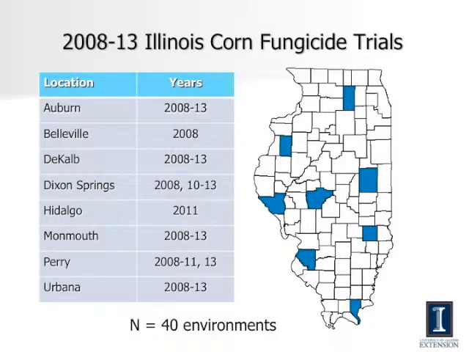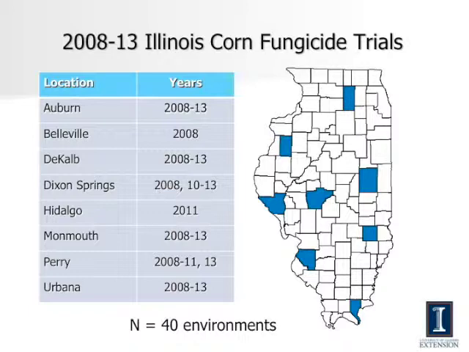Okay, so time to show a little data here. My research program has been evaluating foliar fungicides on corn uniformly since 2008. What I mean by uniformly is that we have what we call uniform fungicide trials at different locations across the state where we apply the same treatments. The hybrids will differ because they're different locations.